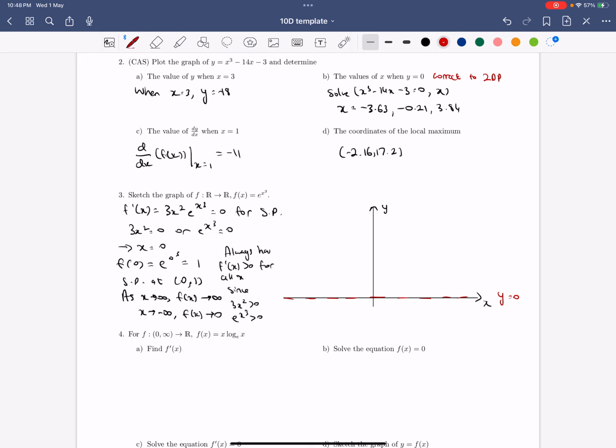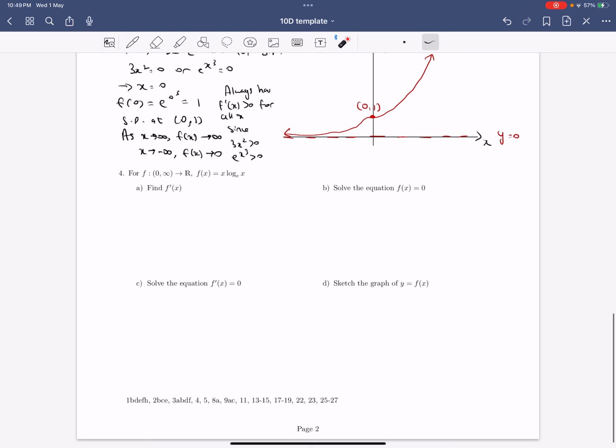So your graph, if you know that this point over here is 0, 1, okay, and you always have a positive gradient, it has to look like this. Okay, so this has all the features of a graph that we need to include, which is when x goes to minus infinity, the graph goes to 0. When x goes to infinity, the graph shoots off to infinity. So this behavior, and you have your stationary point at 0, 1. And more specifically, we know it's a stationary point of inflection since the gradient to the left and the right must both be positive.